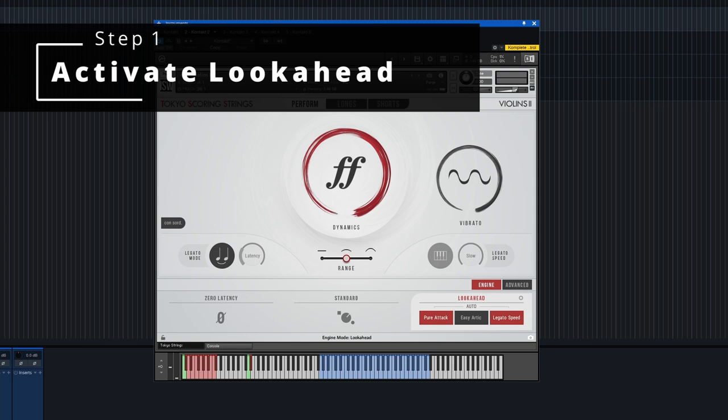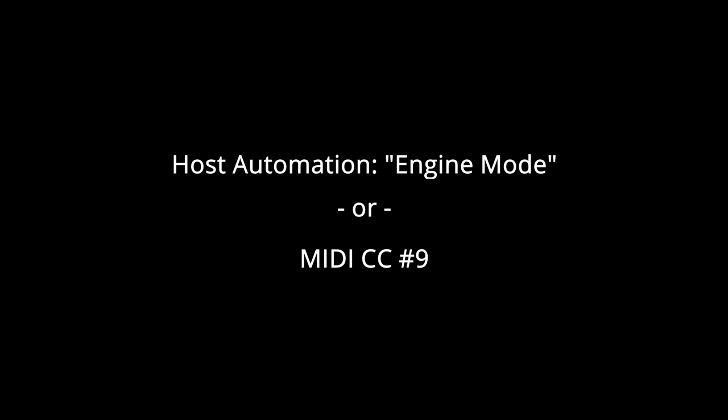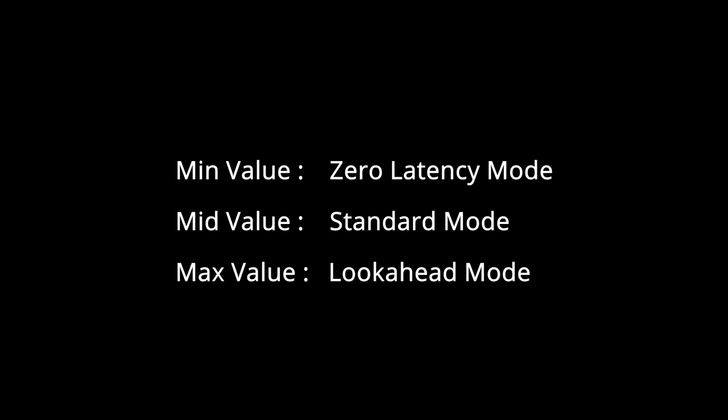If you're vision impaired, you can also use the engine mode host parameter automation, which is also linked to MIDI CC number 9 by default. In this case, the maximum value is the Lookahead engine mode selection.